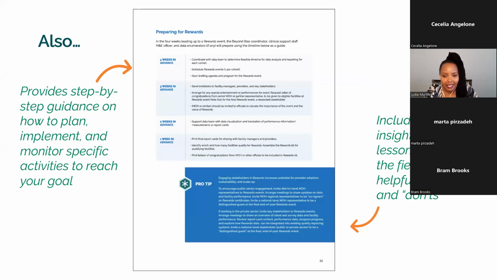Here is yet another example where we provide step-by-step guidance on how to plan, implement, and monitor a specific activity. We then provide a pro tip, as I've been saying, with do's and don'ts based on our field experience executing these various steps. So again, those will come in handy as you go through the guide and figure out your own implementation and adapt the model.